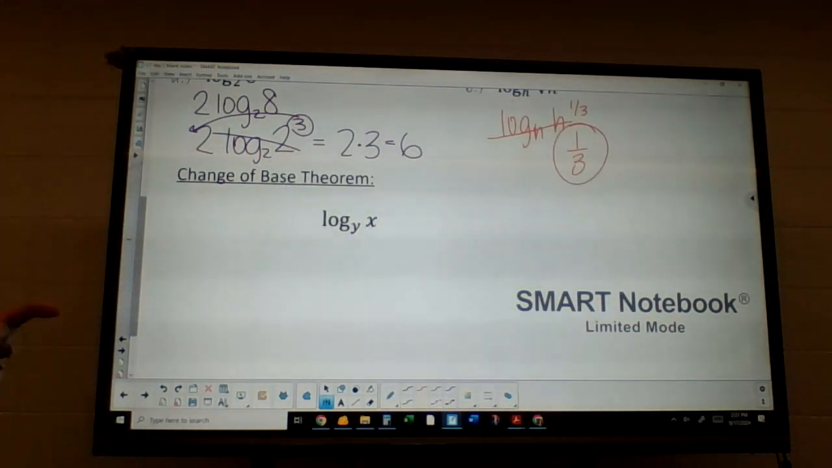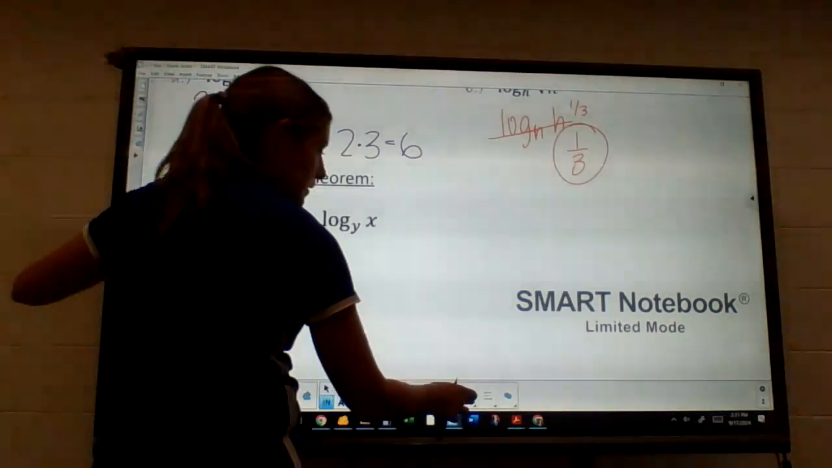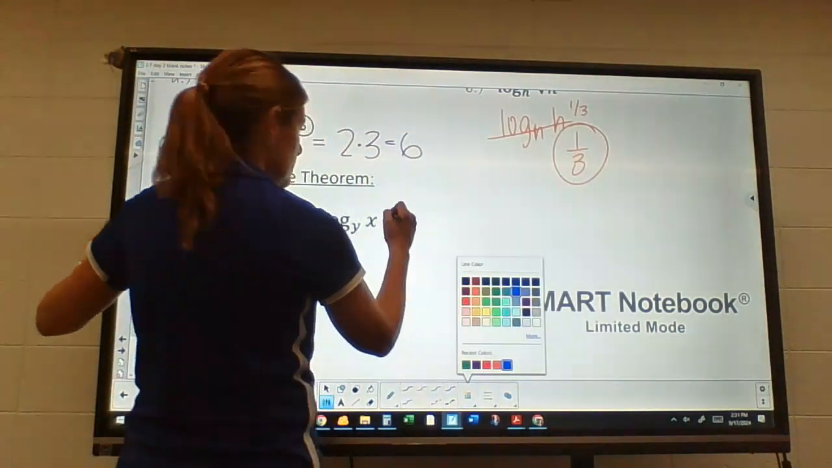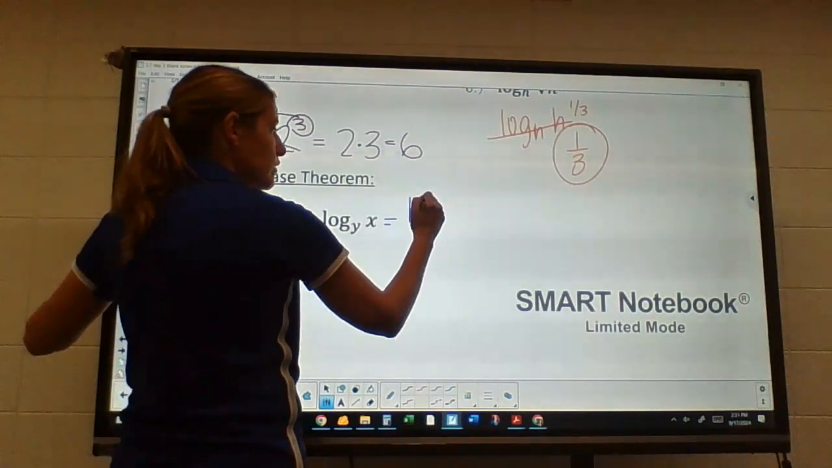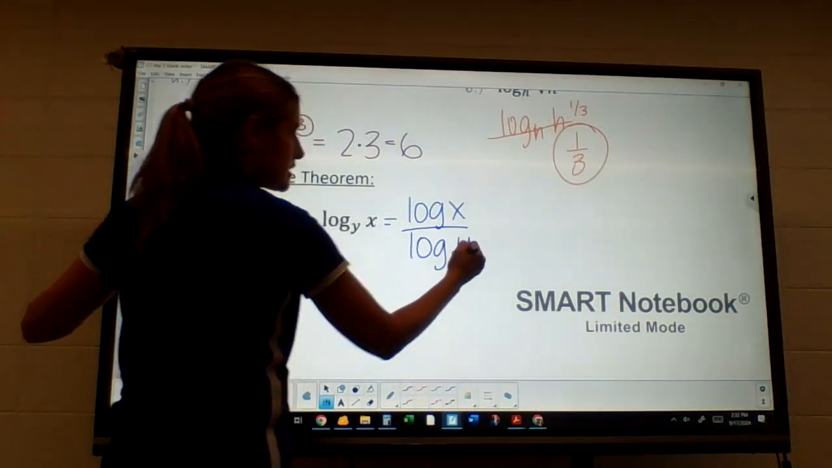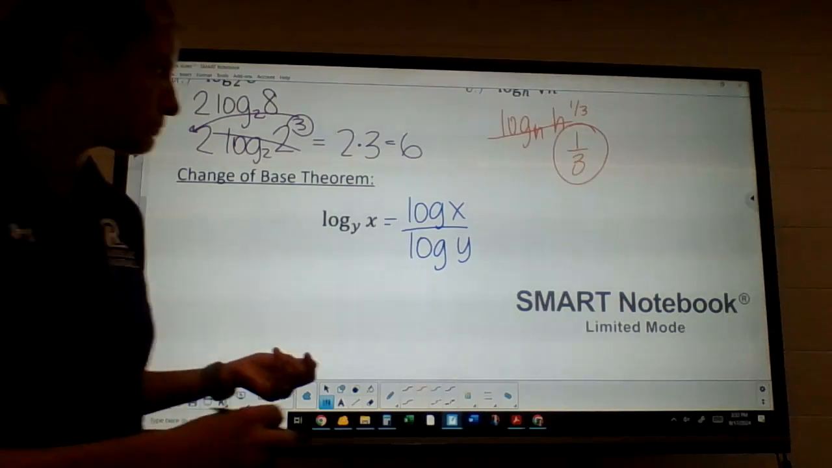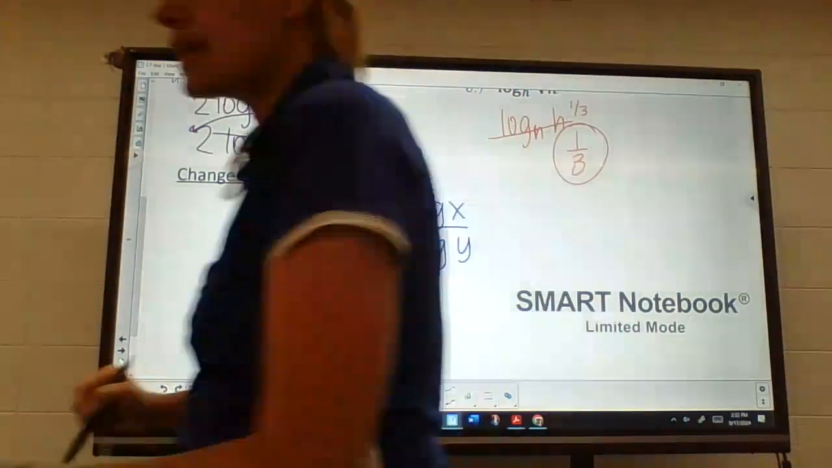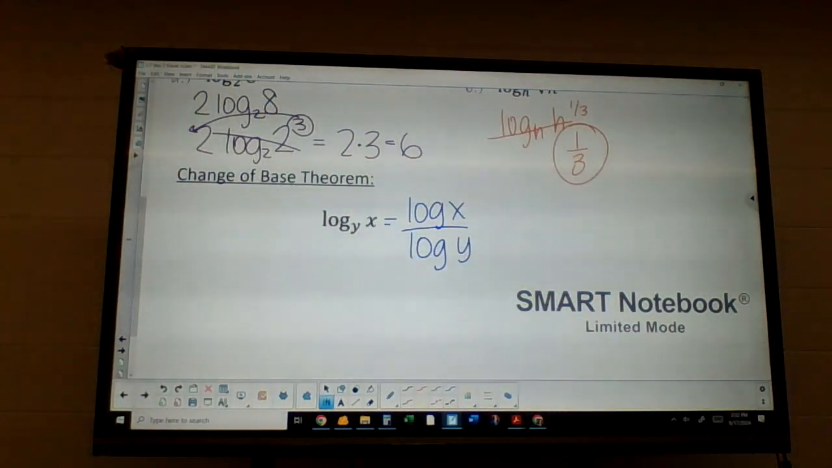Or if, like, let's say you're at home and you're using your cell phone as an option to do this. You can take the log of x, just the regular log that's in your calculator, divided by the log of y. So let me show you guys an example that we can try and make sure we see what it looks like.